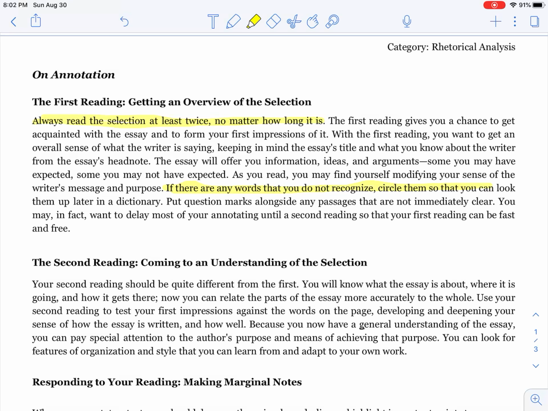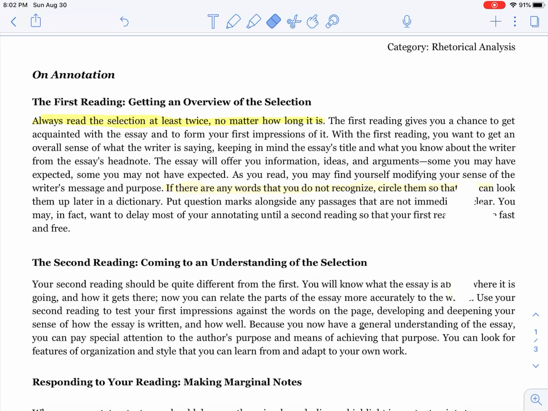So that's the first read through. You just get a sense for what the author is trying to say. And the less you annotate, the less you stop yourself and interrupt the flow, the more likely you are to understand it in the first place.